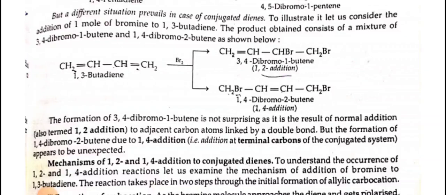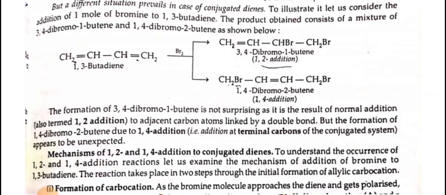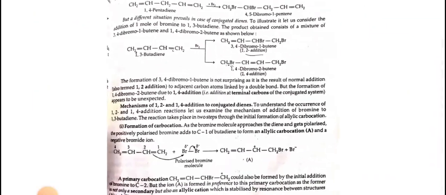The formation of 3,4-dibromo-1-butene is not surprising as it is the result of normal addition, also termed 1,2 addition, to adjacent carbon atoms linked by a double bond. But the formation of 1,4-dibromo-2-butene due to 1,4 addition, that is addition at terminal carbons of the conjugated system, appears to be unexpected. Mechanism of 1,2 and 1,4 addition to conjugated dienes.